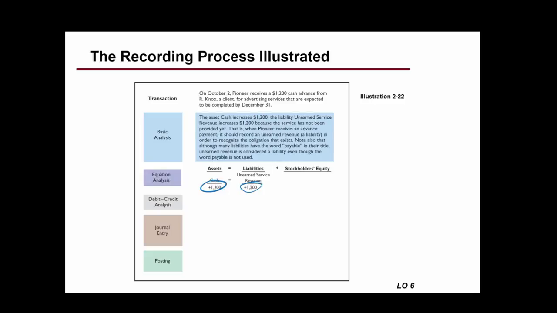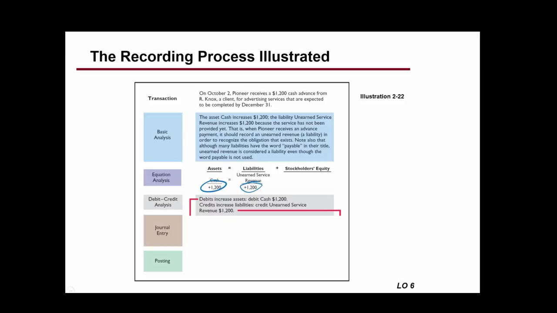Now we go to debit and credit analysis. So we analyze the transaction. We know which accounts were affected and in which way. Cash increased. So what do we do? We debit cash. And liabilities increase, so we credit liabilities.